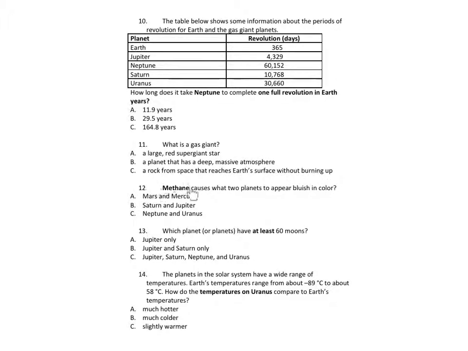Number 12. Methane caused what 2 planets to appear bluish in color? A. Mars and Mercury. B. Saturn and Jupiter. C. Neptune and Uranus.